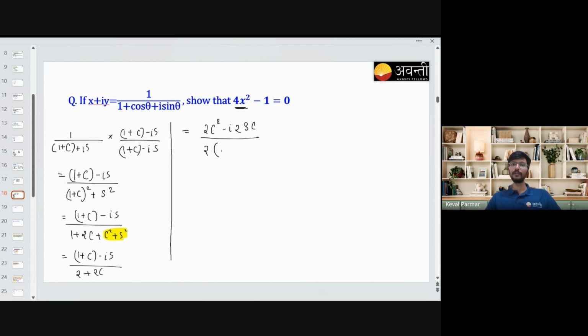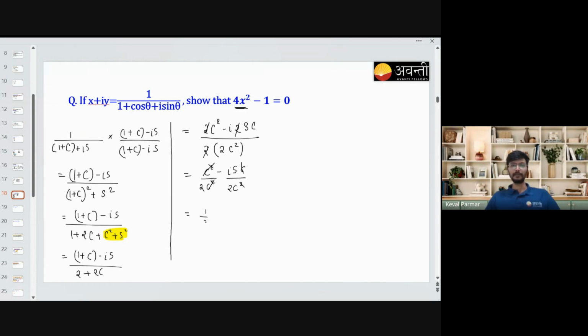Denominator, same, 2 into 1 plus cos, which is 2 cos square. We can cancel out the 2's and we can split. So we'll get cos square minus I sine cos upon 2 cos square. So this and this will get cancelled. One of the cos will get cancelled. 1 plus cos is 2 cos square. So I think the whole will get cancelled.